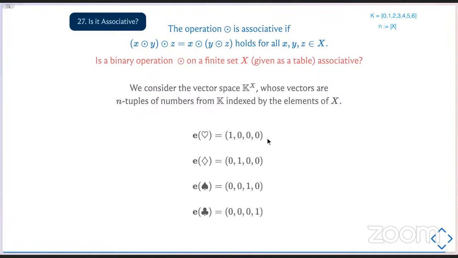E takes an element of X as input and returns the vector in K to the X, which has a 1 in the coordinate indexed by the input to E and 0 everywhere else. So here my indexing is kind of implicit. This is the heart, diamond, spade, and club. So that's what's going on here.